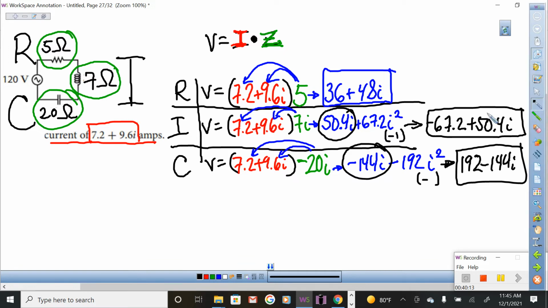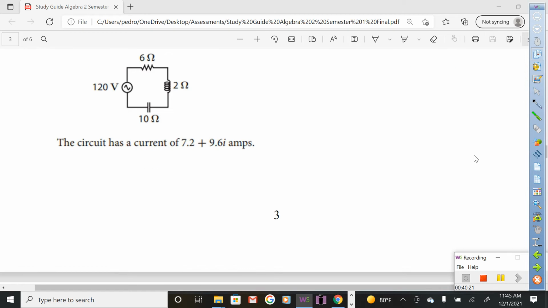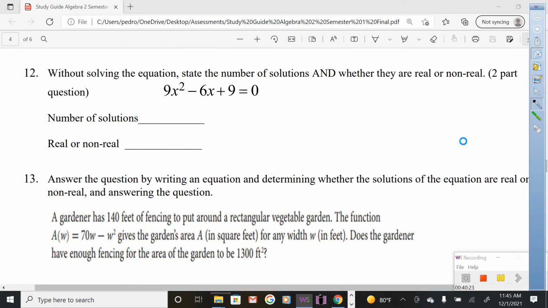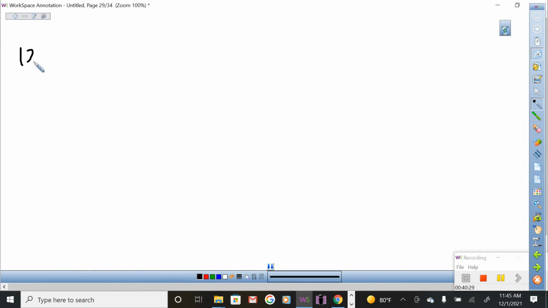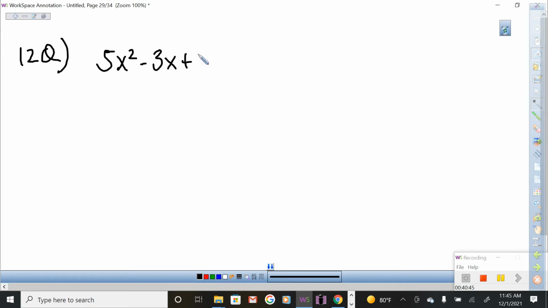Let's move on. From 1 to 5. Are we doing this? Yeah. Okay. Go to number 12. But on your blank sheet of paper, I want you to write example 12Q. Here we go. 5x squared minus 3x plus 6 equal to 0.